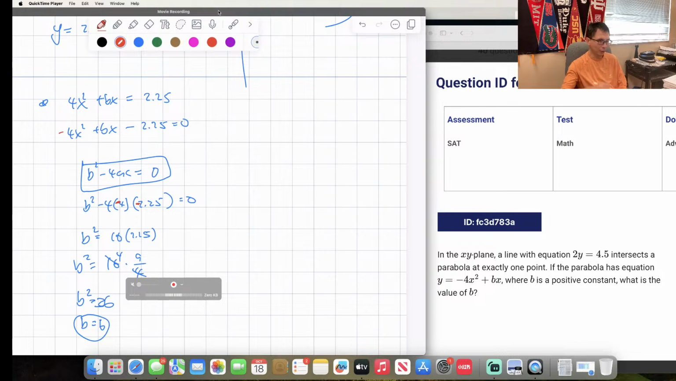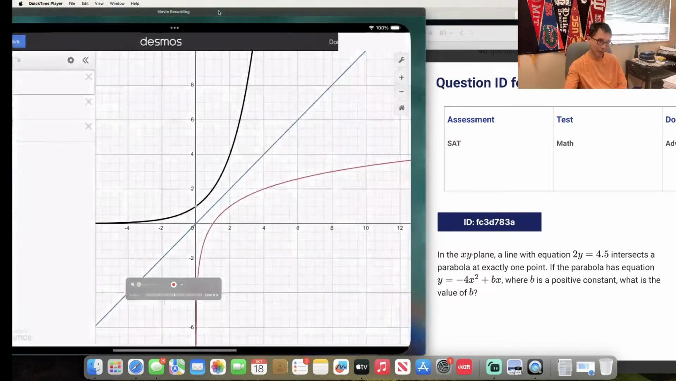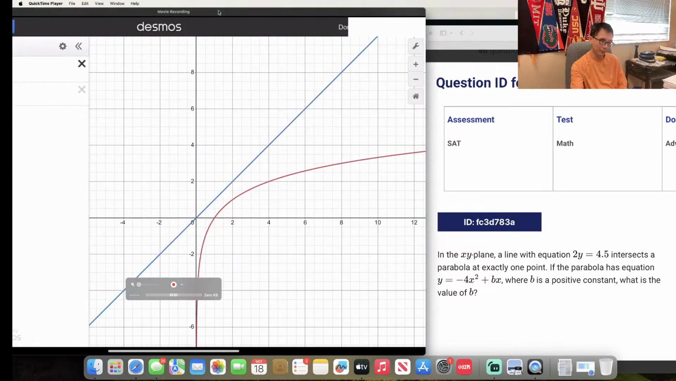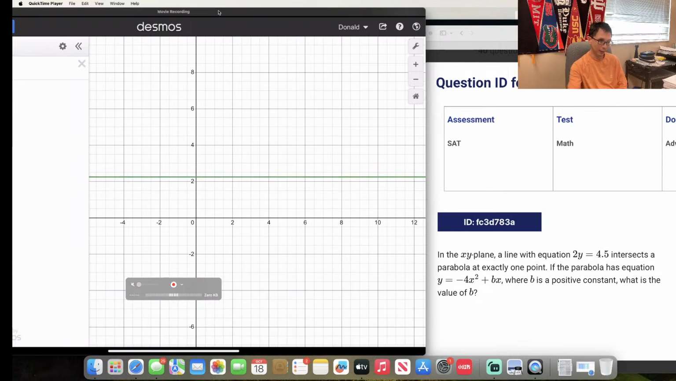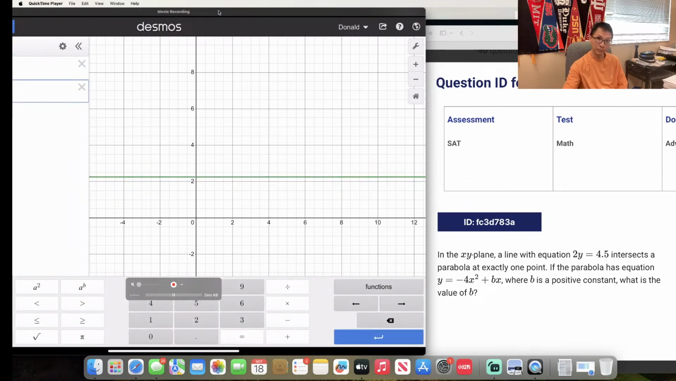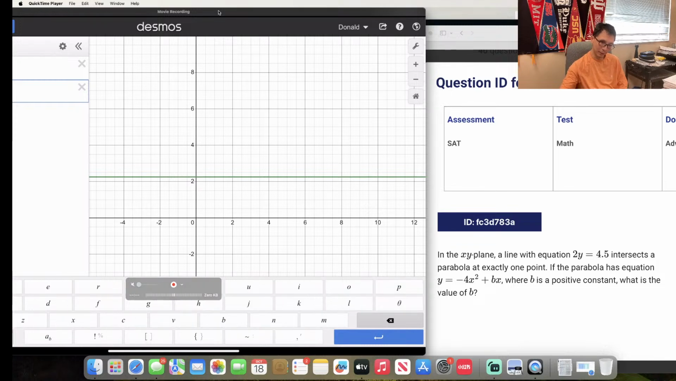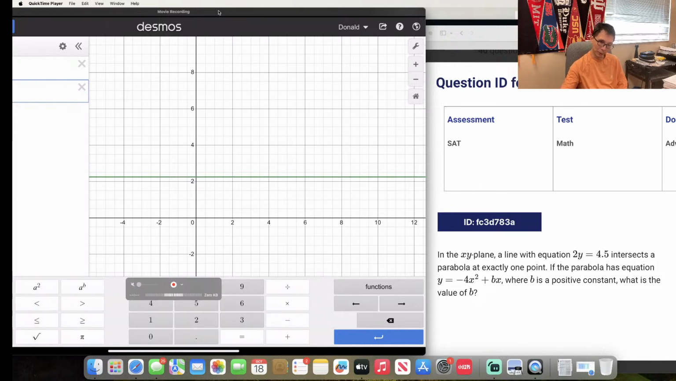Now let me show you how to do this question in terms of decimals. In terms of decimals, you just have to graph 2y is equal to 4.5. So you got this, right? And you got negative 4x squared plus bx.